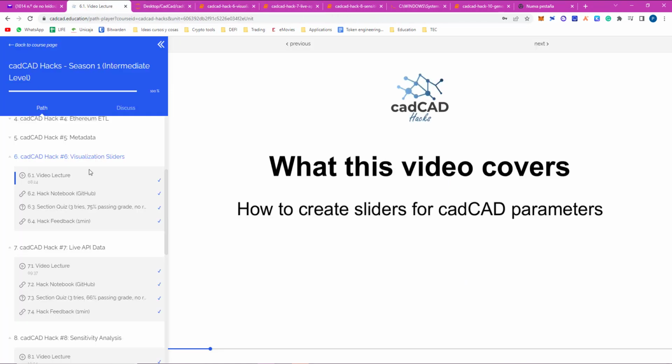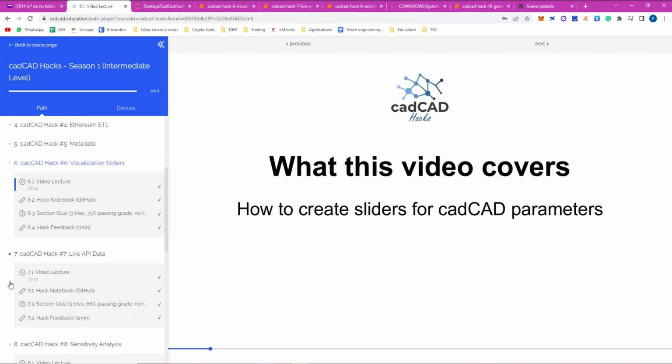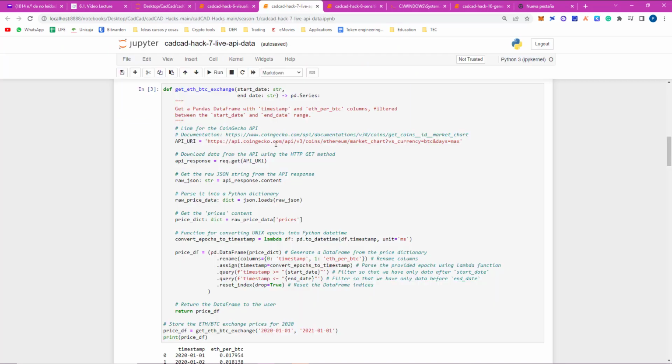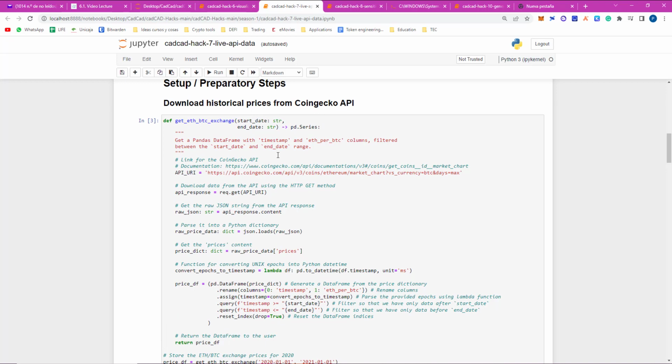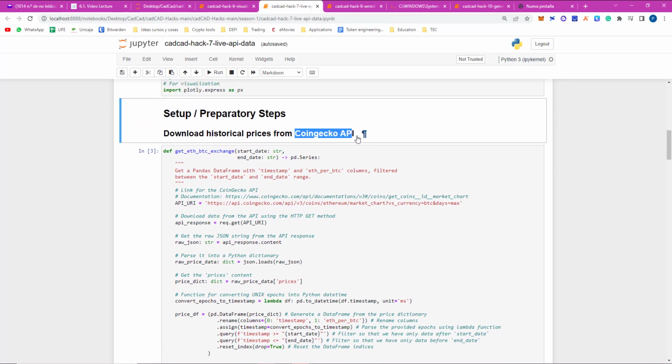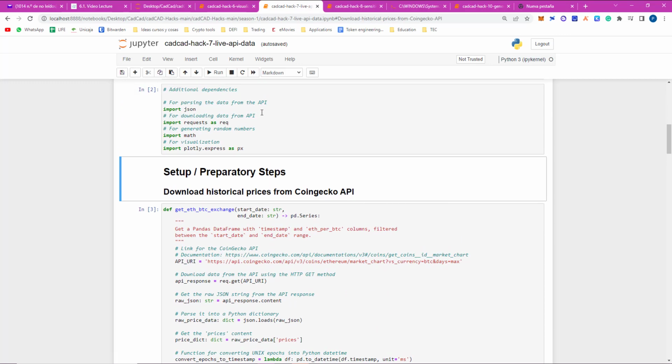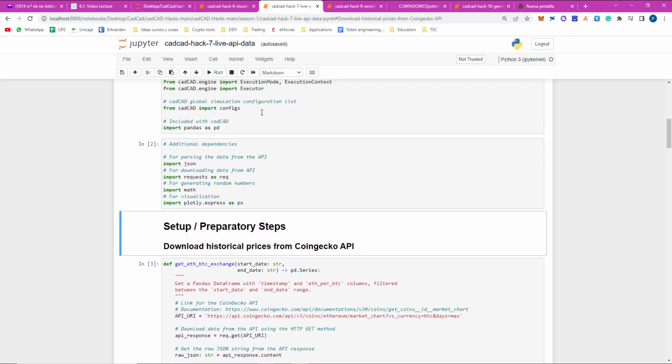All right, then we go to number 7. Number 7 is to get live information, so a live database. In this case, they use CoinGecko. This is actually pretty useful, because this is in order to get real-time data that updates the whole time. Every time you run it, it's updated. So that is actually pretty useful.